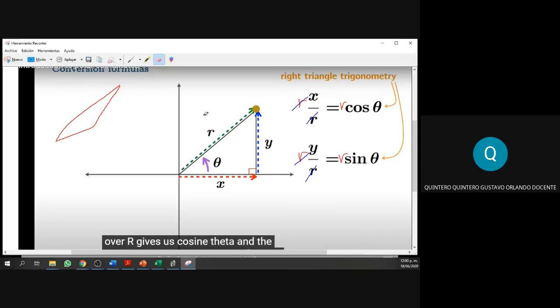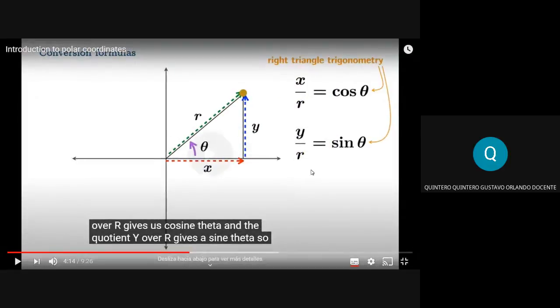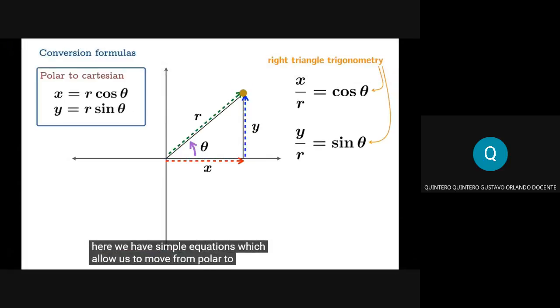All right, so let's get back to the class. Let me erase this. Okay. So now, if we isolate the variable x and the variable y, what we have are formulas. Take a look at these. So here we have simple equations which allow us to move from polar to Cartesian coordinates. If we know r and theta, we can quickly generate the values of x and y that describe the same point. All right.